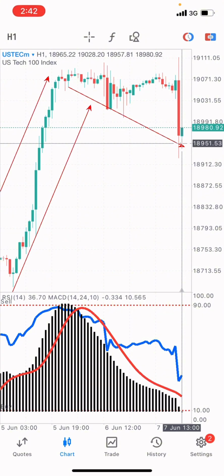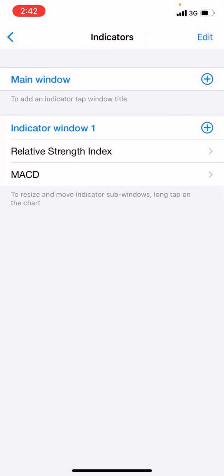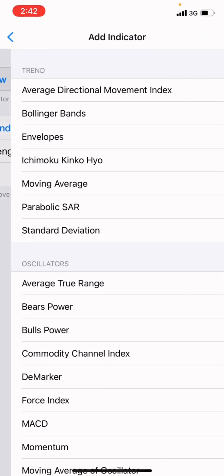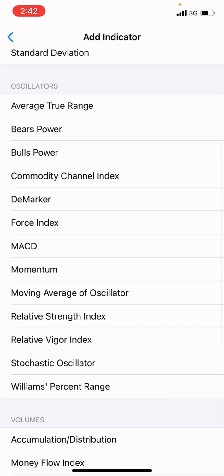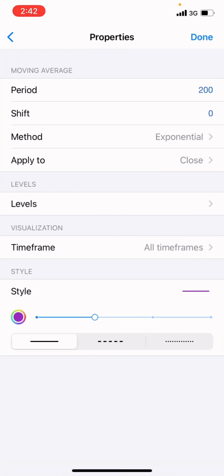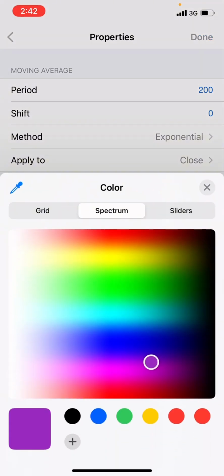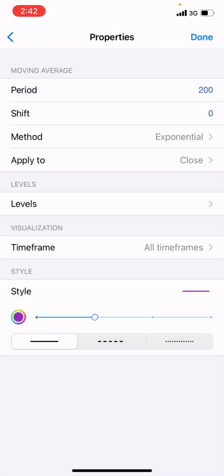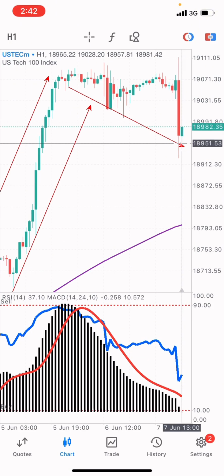Now, if we put on the moving averages just to confirm this analysis, I'm going to put the moving average real quick. All right, the moving average on period 200 shift 0. The method is going to be exponential, applied to close. Then the style is going to be 2 pixels. The color is going to be purple, but you can use any color you choose, as long as you know what you are doing on the market. Then you click on done.